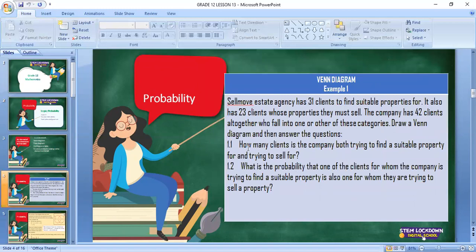The question says, how many clients is the company both trying to find a suitable property for and trying to sell for? So how many clients fall into both categories, buying and selling properties? That means we should find the number X, because X represents those who are in both events. Basically we need to calculate our value of X.